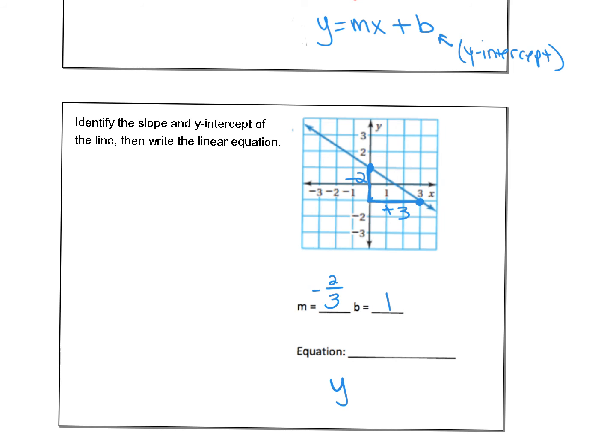So I'm going to make that equation, y equals mx plus b, and I'm just going to plug in the two numbers that I know. Y will always stay. Now instead of m, I have a negative 2/3 x plus b, whatever b is, and b in this case is 1.